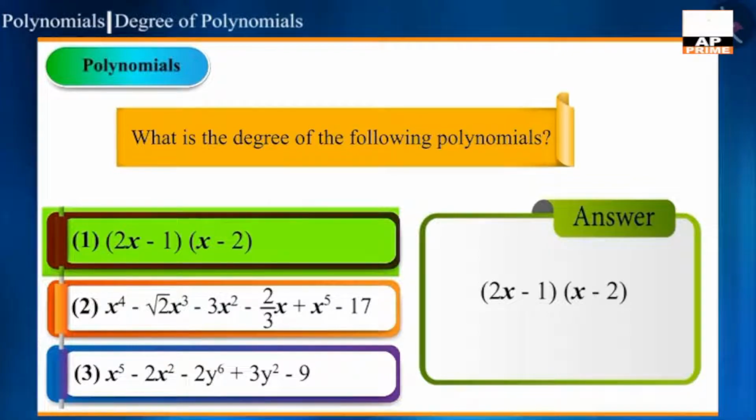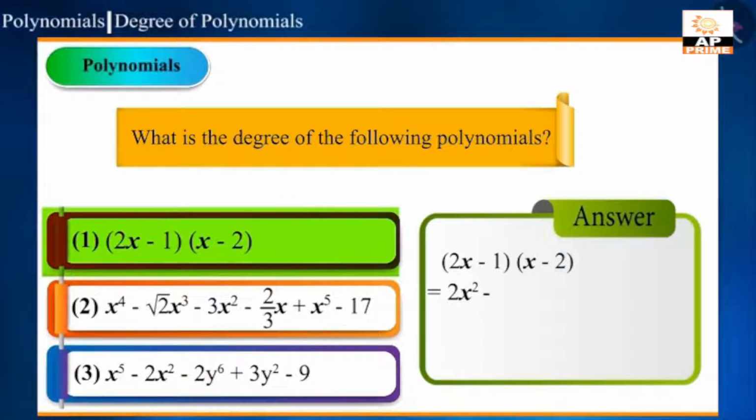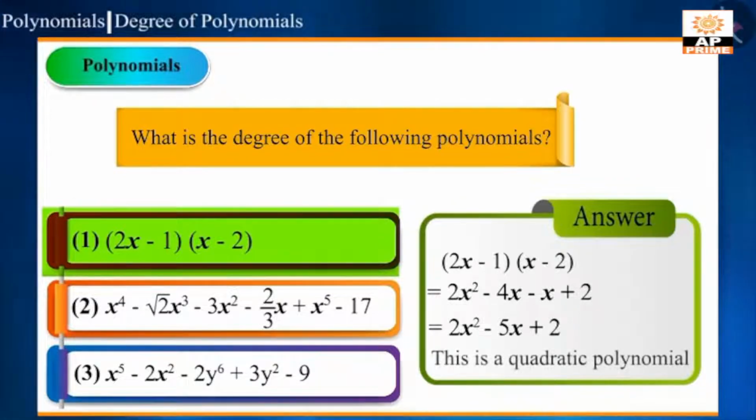On solving 2x minus 1 into x minus 2, we get 2x square minus 4x minus x plus 2, which in turn is equal to 2x square minus 5x plus 2. Now we can say that this is a quadratic polynomial. Let's see the second option.